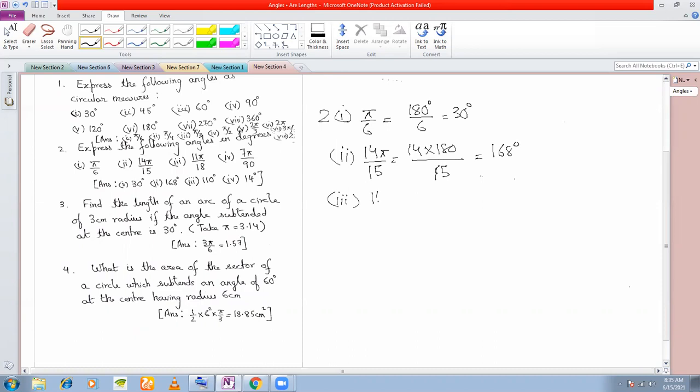Next, 11 pi by 18. Put pi as 180 because 180 degrees is equal to pi radians. You get 110 degrees here. And finally, you have 7 pi by 9. Just 7 into 180 divided by 9, which is 140. Okay, so given the measures in radians, you have converted to degrees. Given the measures in degrees, you have converted to radians. Okay, let's see the next one.